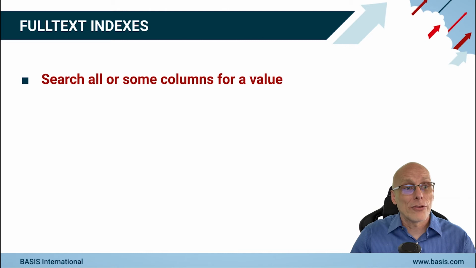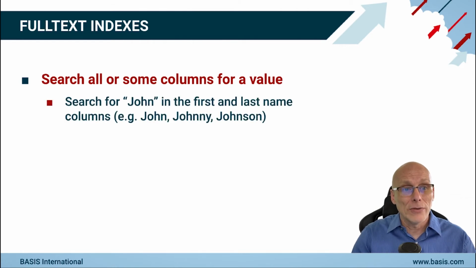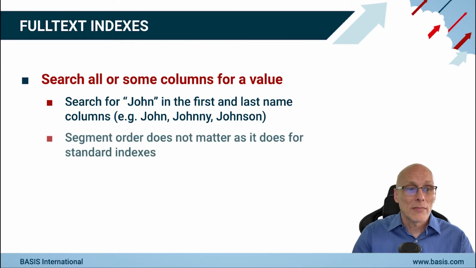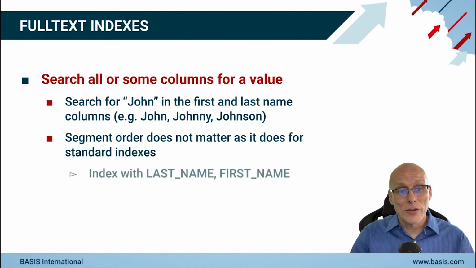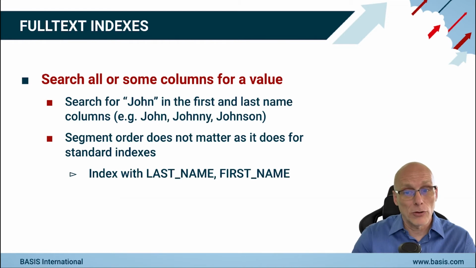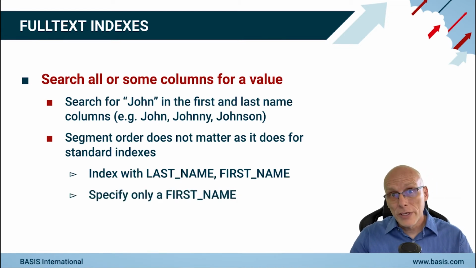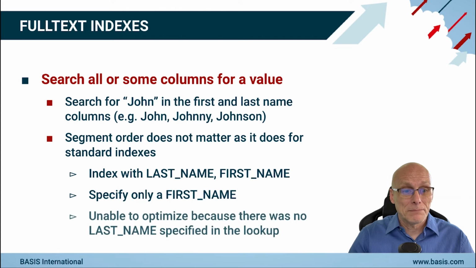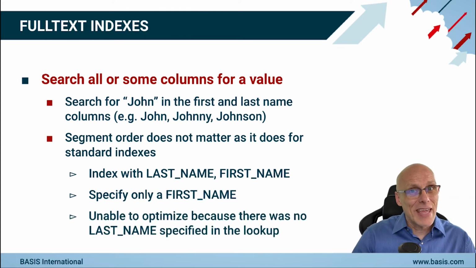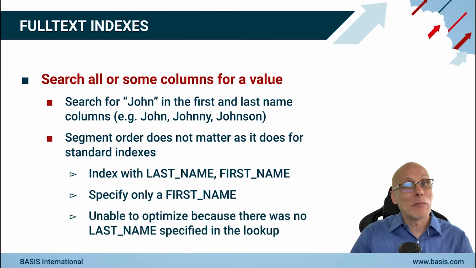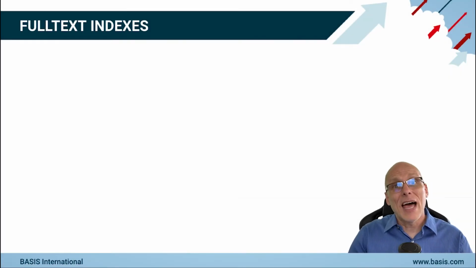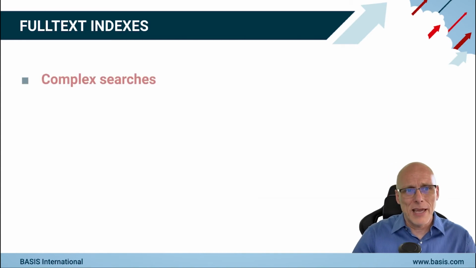They allow you to search all or some columns for a value. For example, you can search for John in the first and last name columns. The segment order doesn't matter, as it does for standard indexes. With a standard index on last name, comma, first name in that particular order, if you specify only a first name, we can't optimize on that, because there was no last name put in and last name was first. Now, if you had specified a last name, then you would be able to use that for optimization. So you can start to see some of these limitations here.